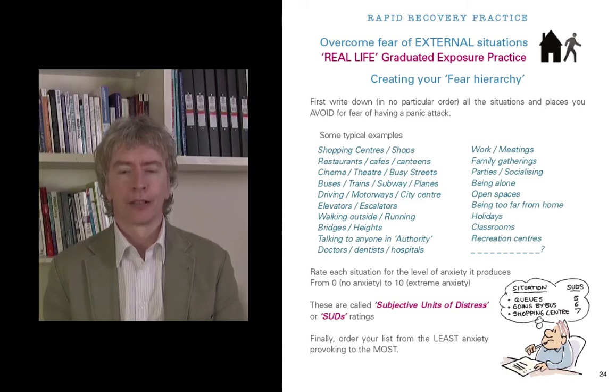Now these are called SUDS levels, alright? SUD, subjective units of distress. So just get used to saying my SUDS are at 5, my SUDS are at 9, whatever. It's very useful. And then once you've done that, just put your list in order from the least anxiety provoking to the most. And that'll be your fear hierarchy done, okay?